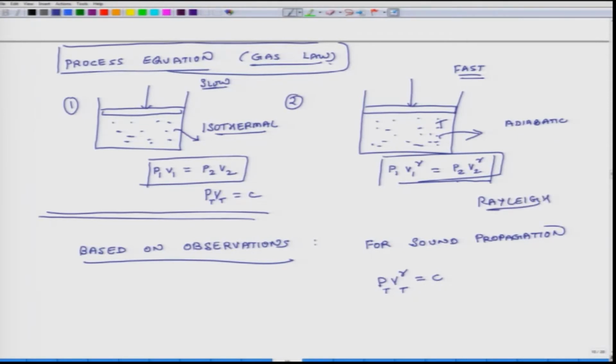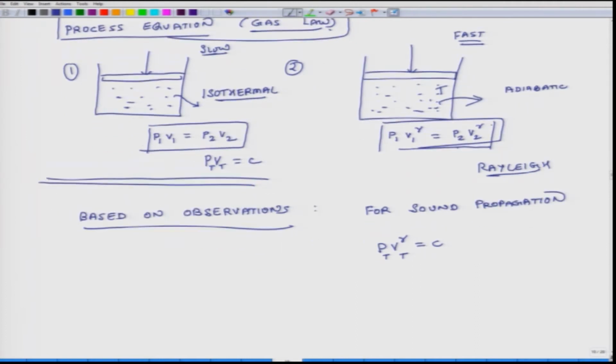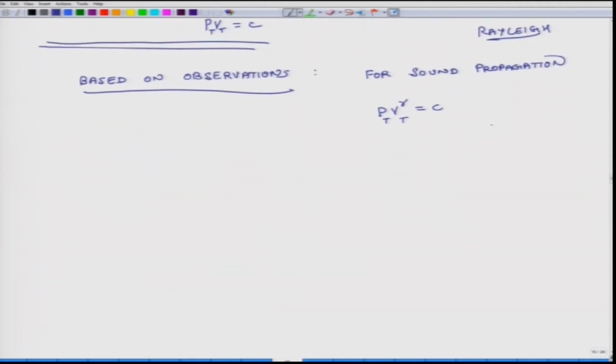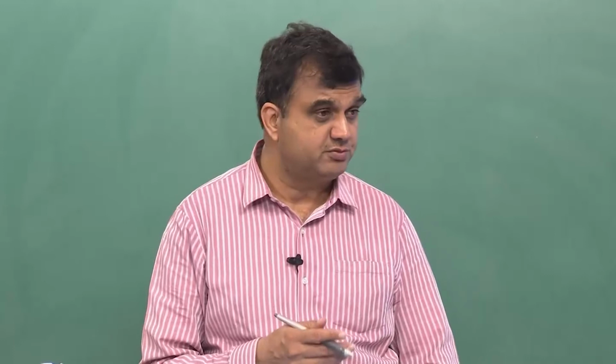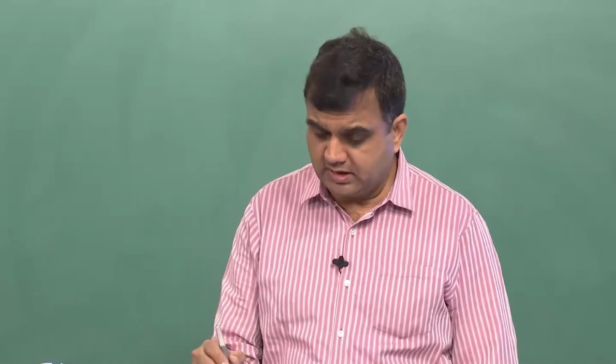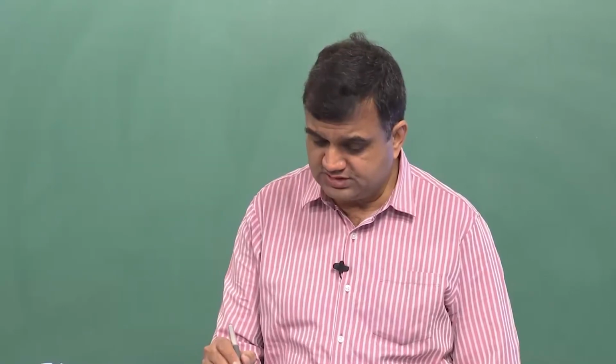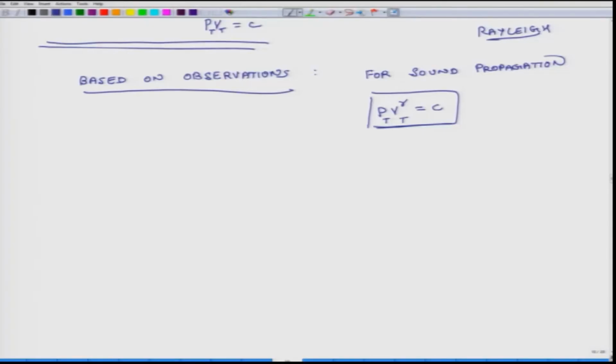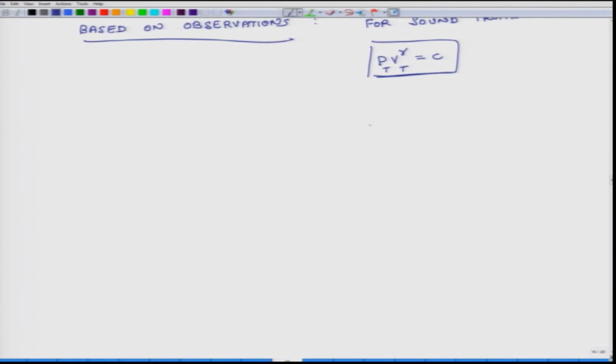He said, no, the process is not isothermal, but rather adiabatic in nature. And once that assumption was made, and a lot of experiments were conducted, it was found that the theoretical prediction of sound propagation velocity was very close to the experimentally measured value. So, based on all that experimental data, we are going to make this choice, P(t) V(t) to the power of gamma equals constant. So, that is how we are going to start.